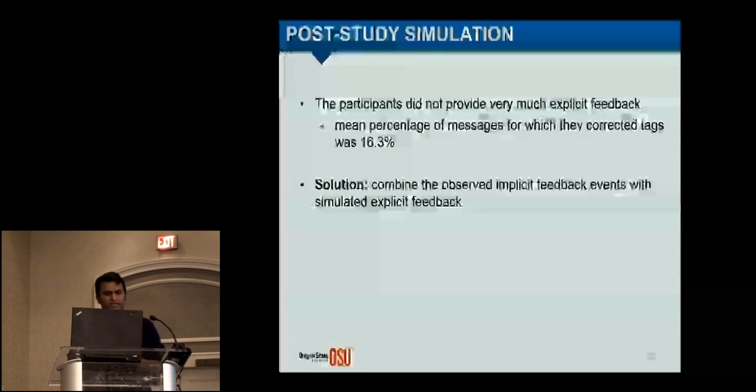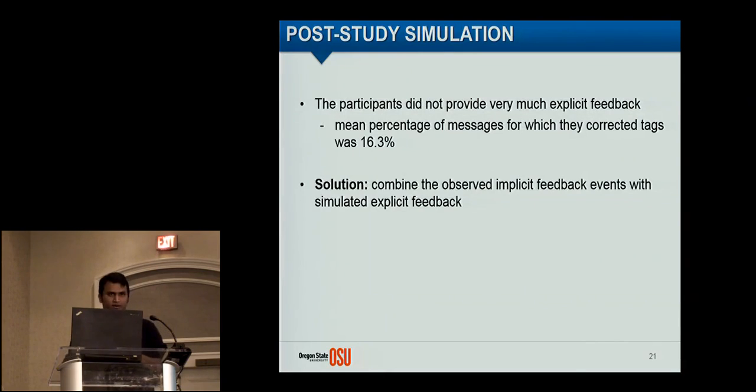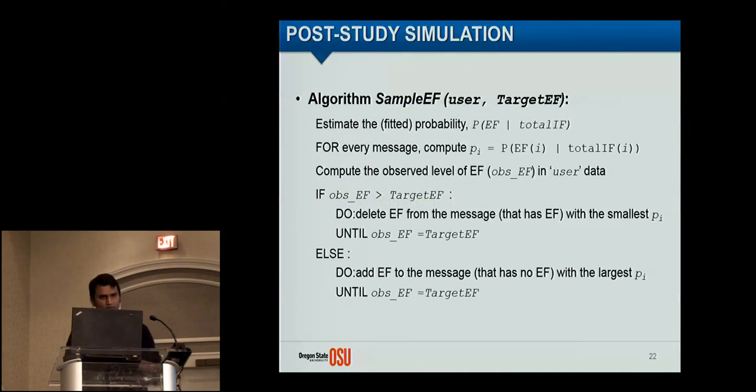Okay, one thing before I go to this. We trained on those training messages and predicted tags on those 270 test messages, and the users were working on those 270 messages. One thing we noticed is that users actually corrected tags only 16% of the time, which is slightly lower than what we had expected. So we actually solved it in a different way.